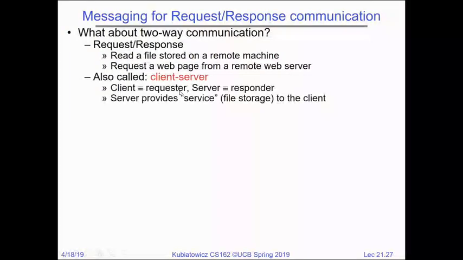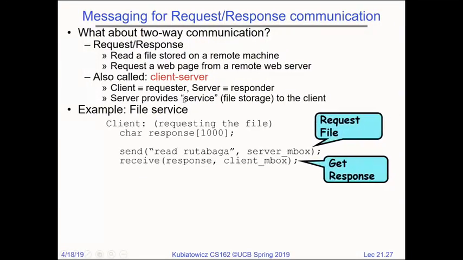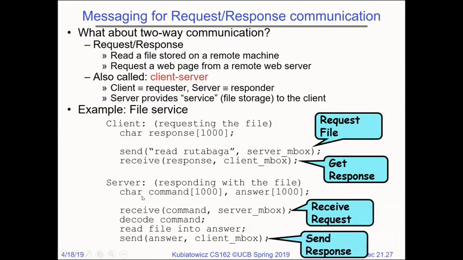So this one is closer to the web server case. It's often called client server, as I mentioned. So file service, you send a query that says like read rutabaga to the server's mbox. It goes to the other side. And then while I'm waiting for the response, I'm blocked in receive, and the response eventually comes back, and I can do something with it. What's the server doing? The server waits to receive the command, figures out what the command is, reads the file, sends the answer. And of course, there's loops here or whatever to make this go on forever.